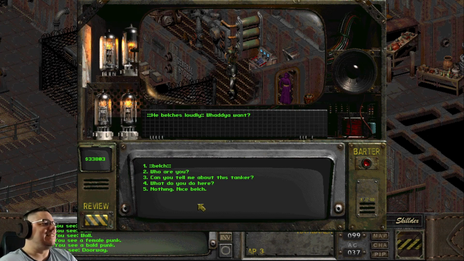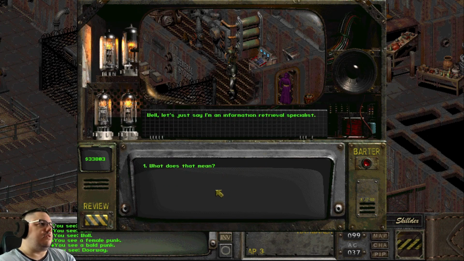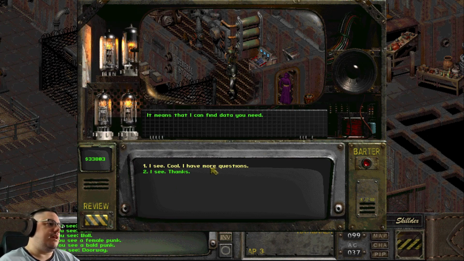Nice, Zero Fox. Who are you? I'm Badger. I used to have a band. Called ourselves There We Smolder. Now I'm the resident computer tech in San Fran. What sort of computer stuff do you do? Well, let's just say I'm an information retrieval specialist. What does that mean? It means that I can find data you need. I see. Cool. I have more questions.